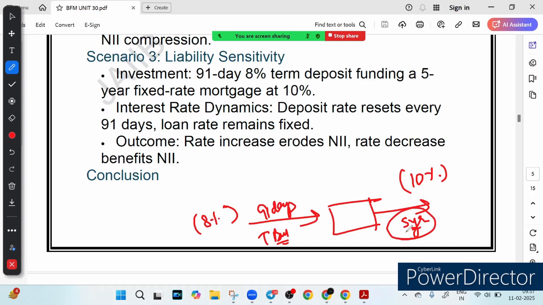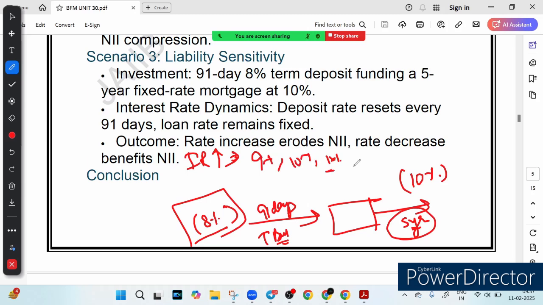Now what could go wrong? Suppose two things happen. If interest rate increases, every 91 days the bank has to renew the deposit at a higher rate. Obviously after the first 91 days, after the first 3 months, the bank has to renew the T-bill, right? Suppose now it is 8%. Suppose it rises to 9%, sometimes 10%, sometimes 11%.